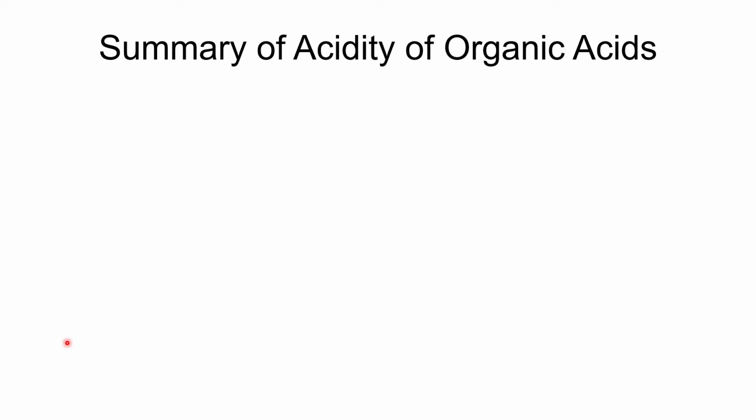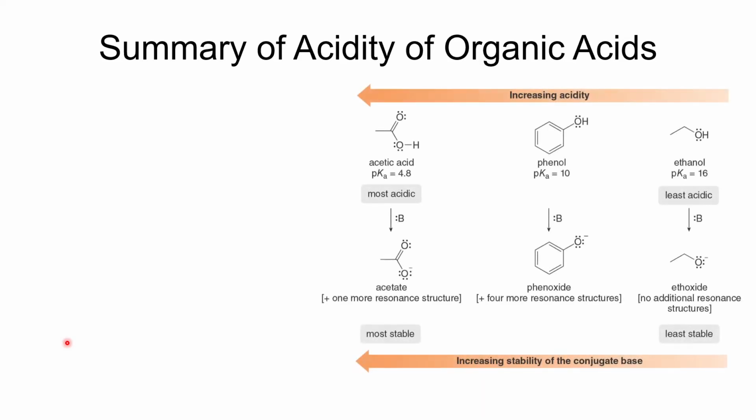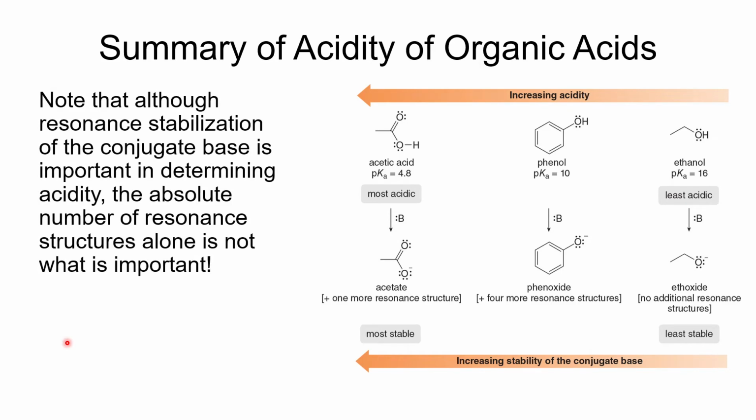All right, so this is just sort of a quick summary of the acidity of some of our organic acids. So we'll look at the acetic acid here with a pKa of 4.8. It's the most acidic, and that's because we have 2 resonance structures, and both of those resonance structures put the negative charge onto oxygen. So we delocalize that negative charge over 2 very electronegative atoms, so 2 oxygens. When we look at phenol and phenoxide, well, the conjugate base of the phenol, the phenoxide, here we delocalize the negative charge to carbon atoms.